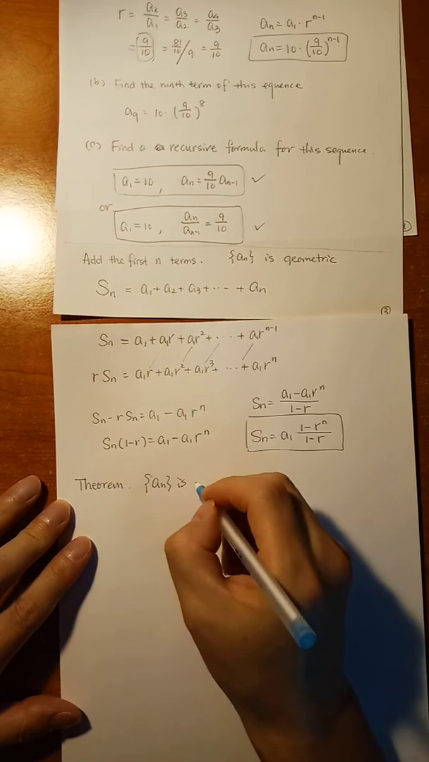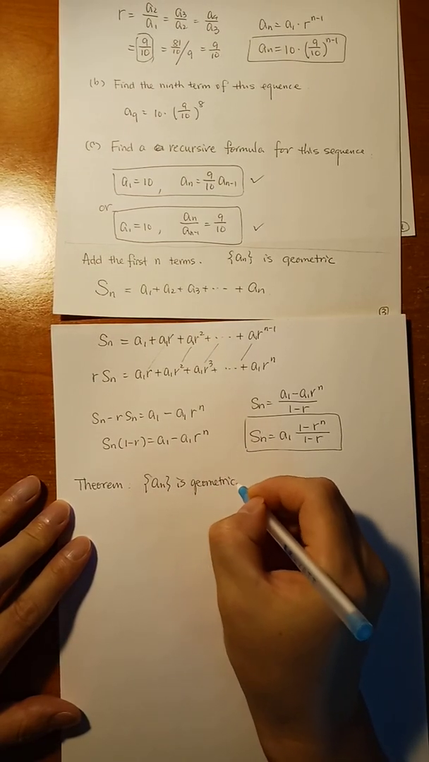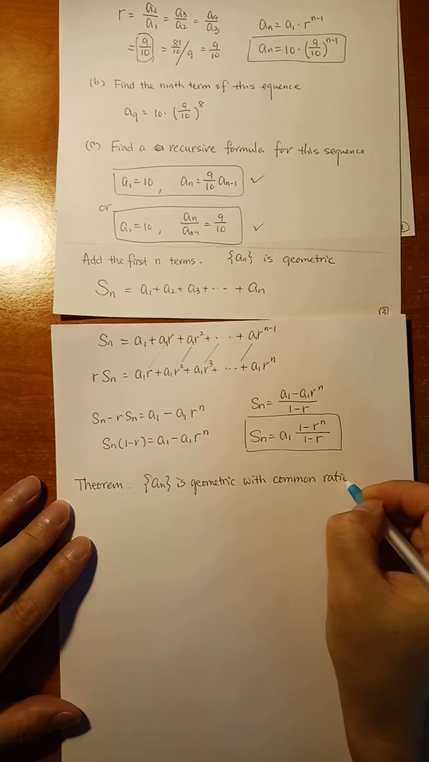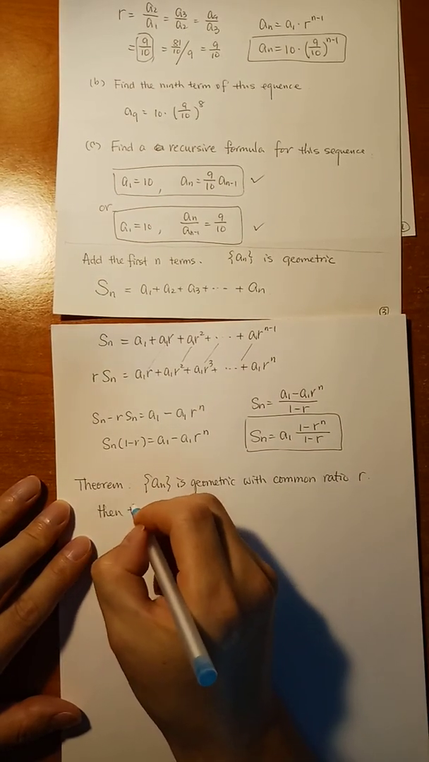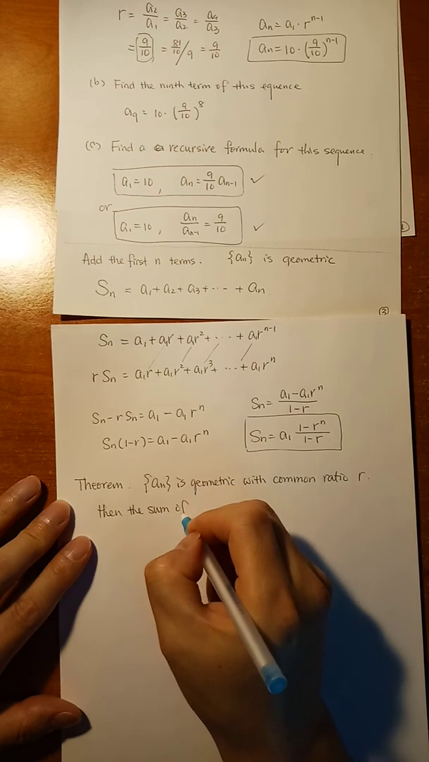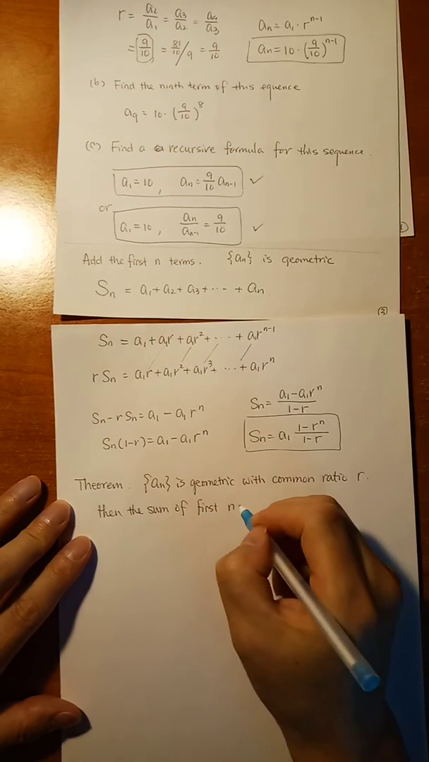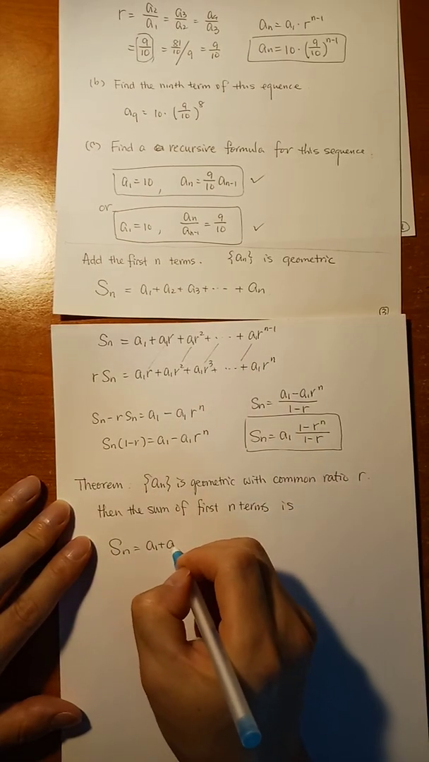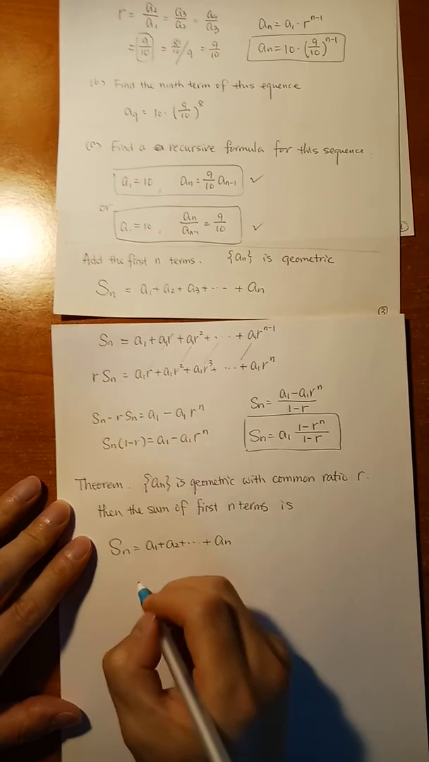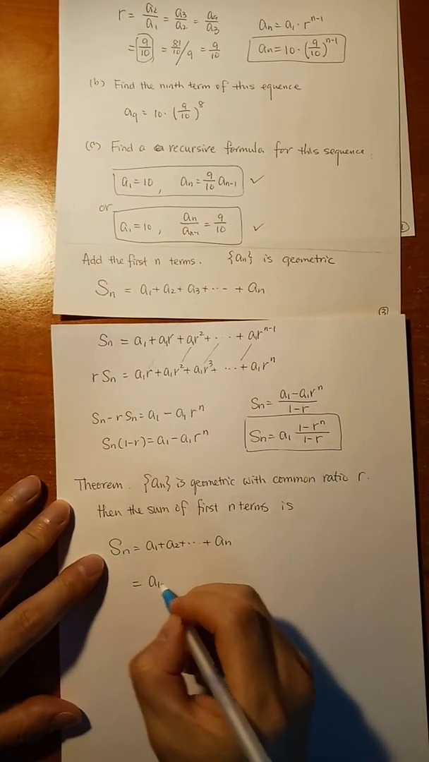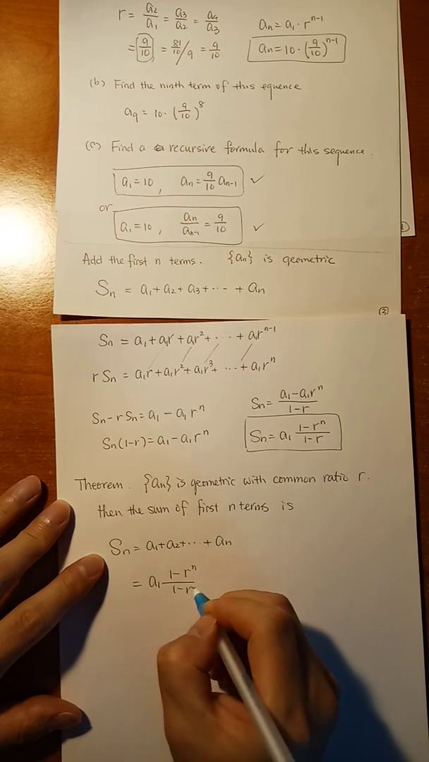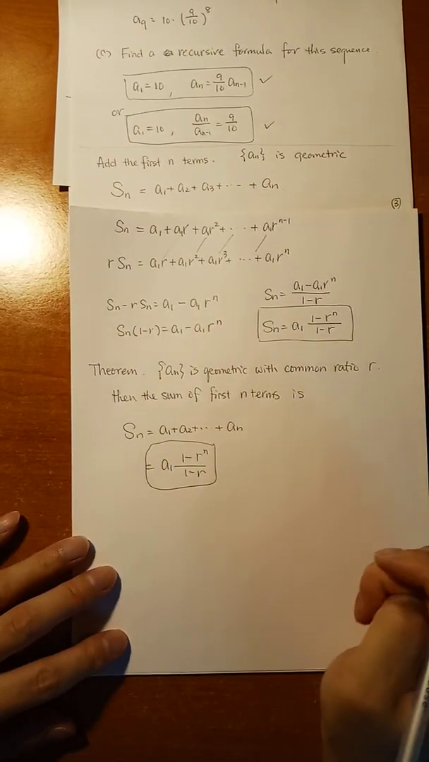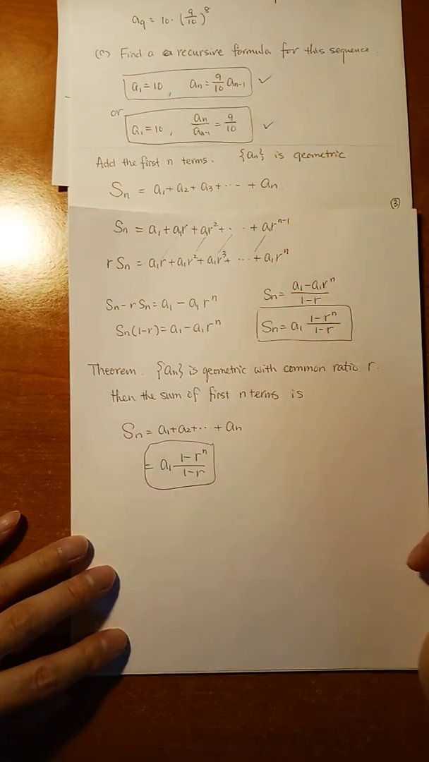If an is geometric with common ratio r, then the sum of the first n terms, Sn is a1 plus a2 plus ... plus a sub n. It is equal to a1 times 1 minus r to the n over 1 minus r. This is Sn.